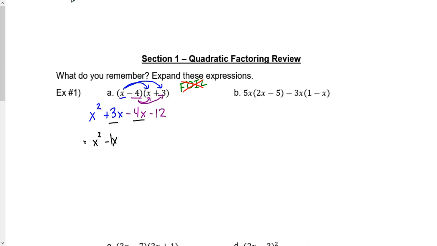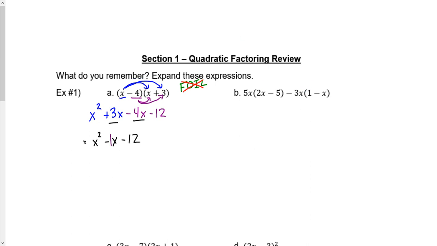The 1 is irrelevant, you don't really need to write that. I'll put that there anyways. It's not wrong to write it. It is up to you. And finally, writing negative 12.